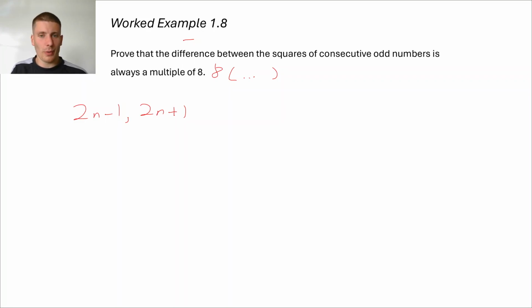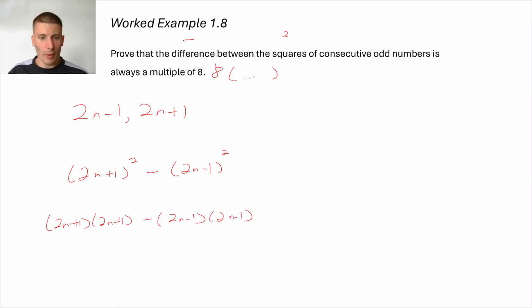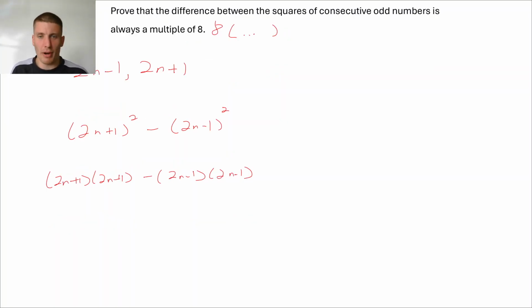So I want to be squaring my numbers. The first one, 2n plus 1 squared, take away, because that's the difference, my other square number, which is 2n minus 1 squared. And I'm going to work through this, and I want to be able to factorize out an 8 by the end of it. So the first one, we've got 2n plus 1 times by 2n plus 1, and we're taking away 2n minus 1, bracket 2n minus 1. Hopefully our work on brackets is pretty good. I'm not going to go through the bracket bit in detail. If we expand this, we're going to get 4n squared plus 2n, so plus 4n, 1 times 1 plus 1.